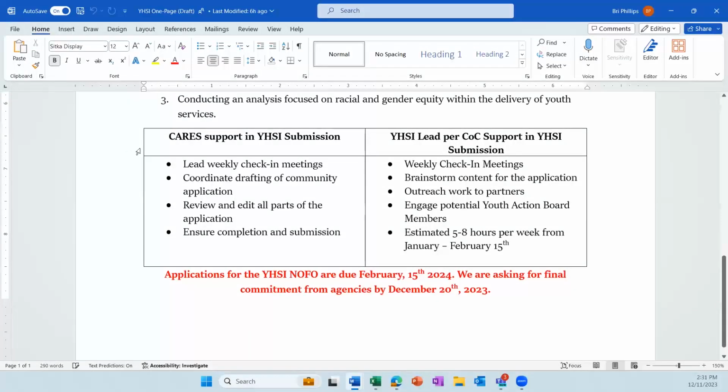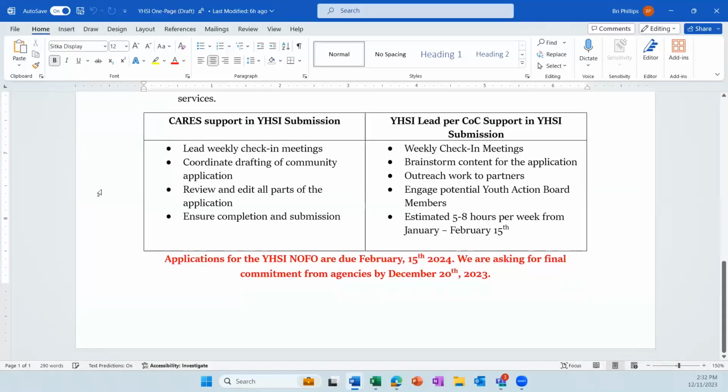In the YESI grant, as a lead here, the CoC will support the submission by again hosting those weekly check-in meetings, supporting the brainstorming of content for the application, completing outreach work to partners to engage them, and looking to engage potential youth action board members. An estimated 5 to 8 hours per week from January to February 15th is what we would be looking for in the YESI grant.